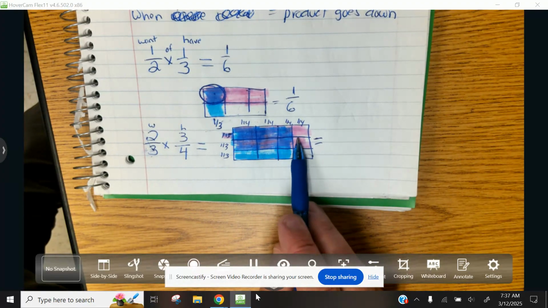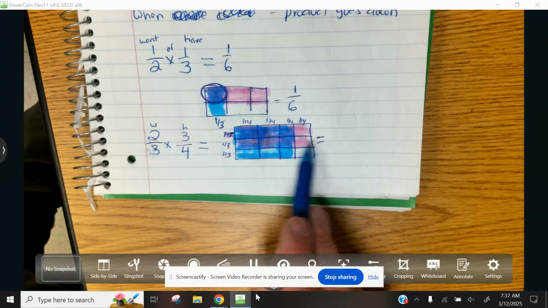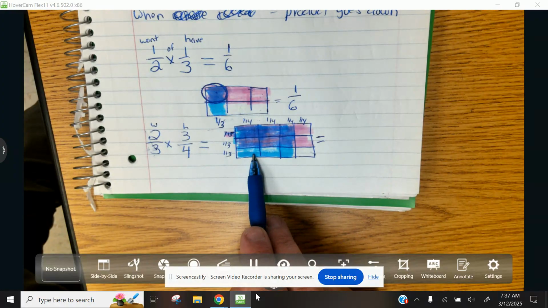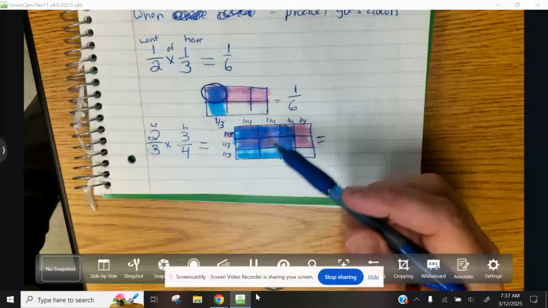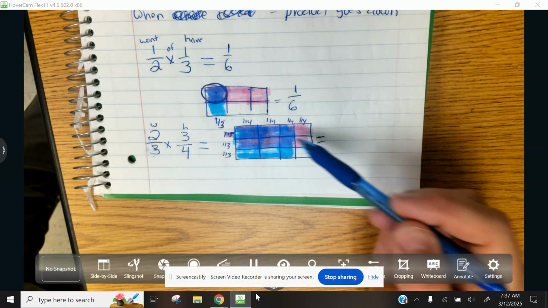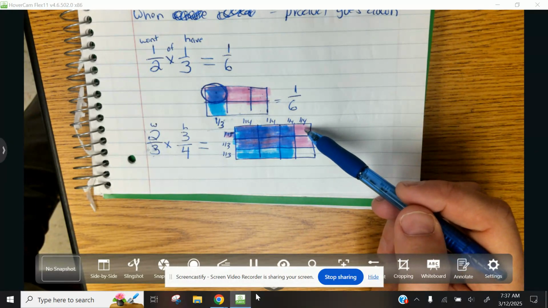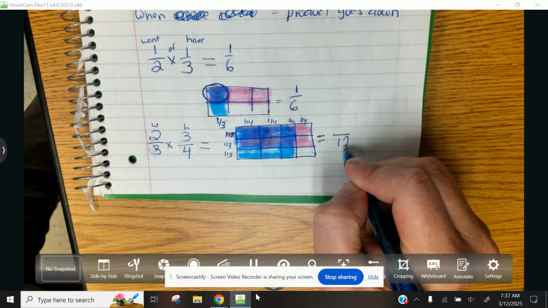They were first cut into fourths, but when you cut it into thirds, you made all the pieces smaller. Okay, so it's not fourths. So we have to count how many total pieces there are. And you would see, if you counted, there are 12 total pieces. So count all the total pieces.